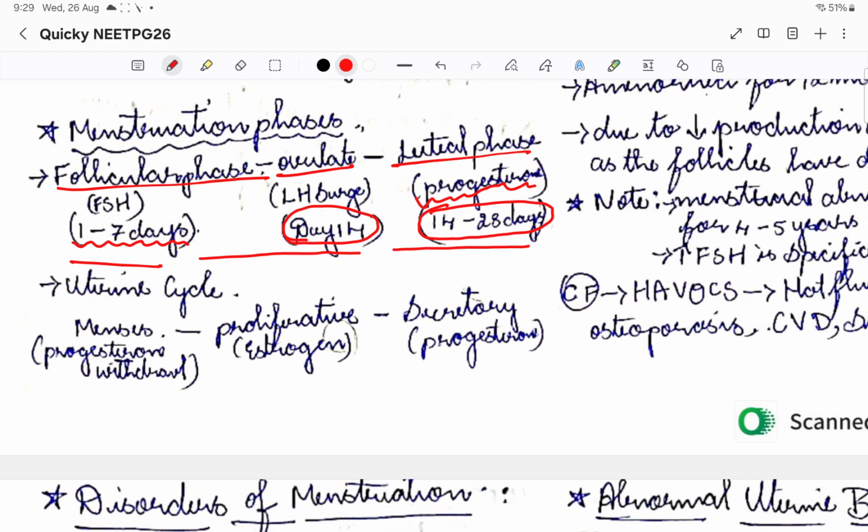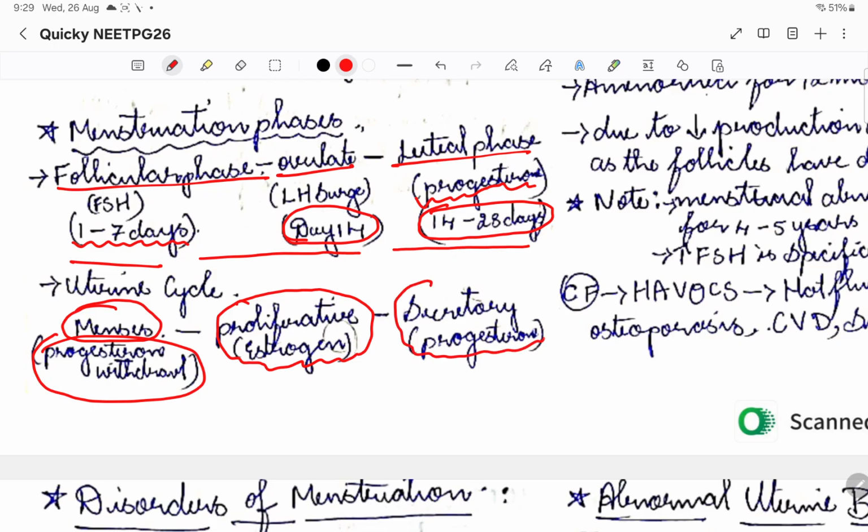During the follicular phase is where the menstruation happens. Menstruation is happening because of the progesterone withdrawal. Then there is the proliferative stage where the estrogen is acting, and there is proliferation of the endometrium. This is basically preparing the endometrium for the embryo to get attached. Then there is the secretory phase where the progesterone will act and cause the pregnancy to continue. So this is what happens in the uterine cycle.